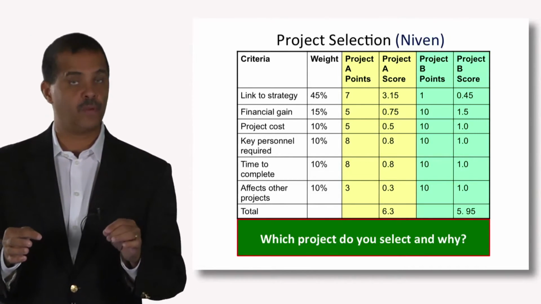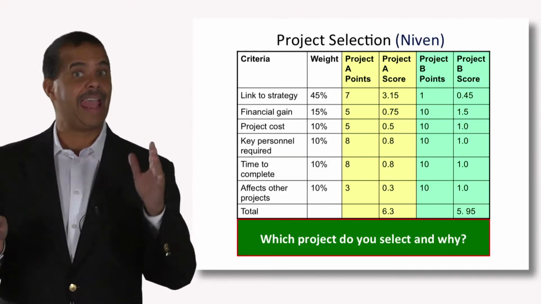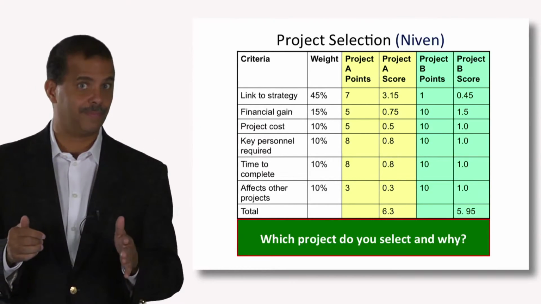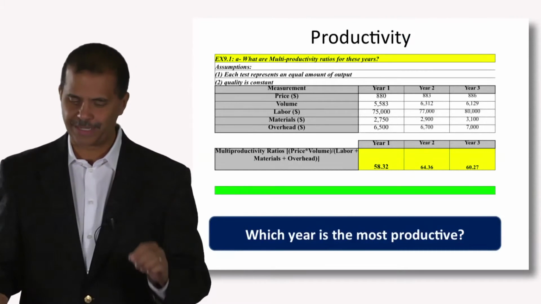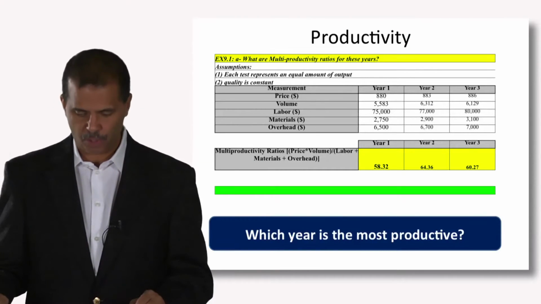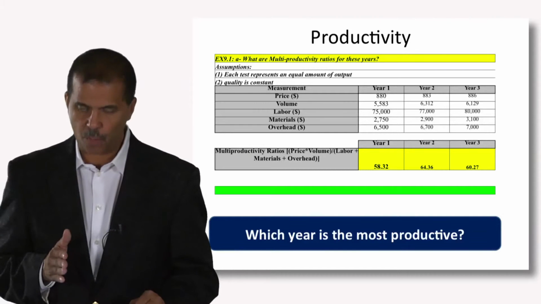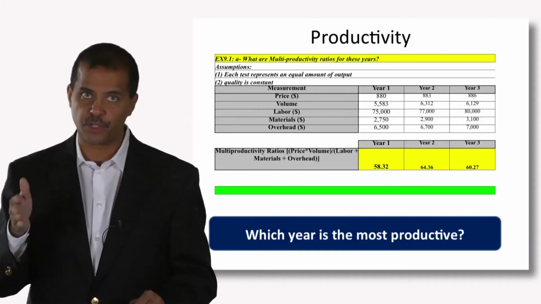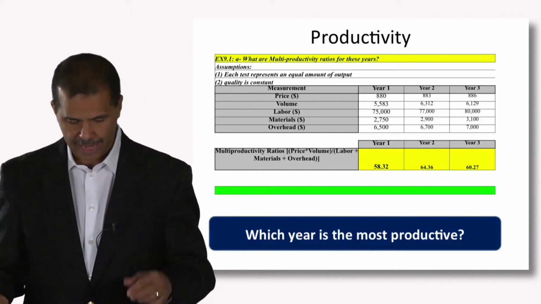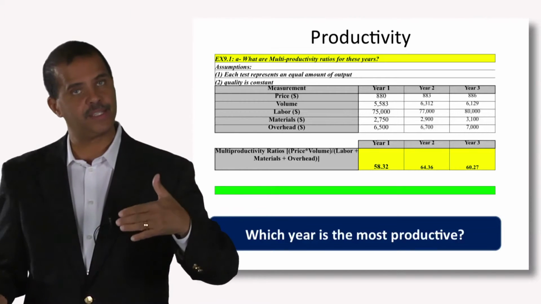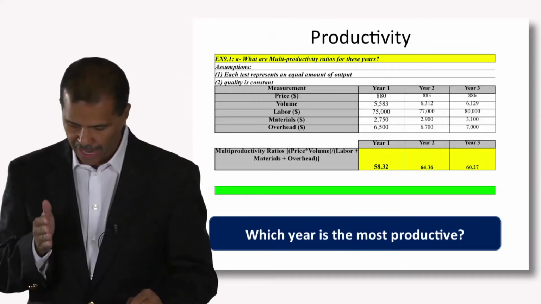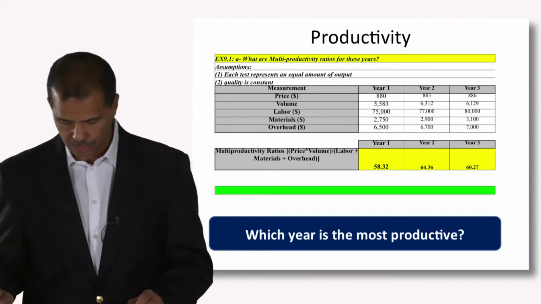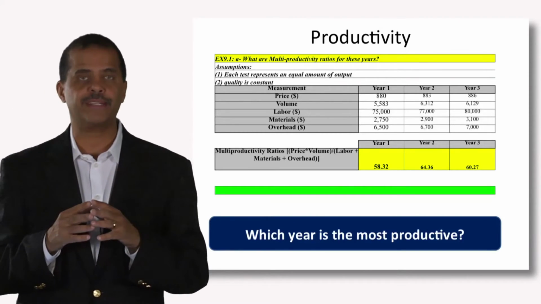But in real life, you consider the quantitative and you consider the what? Qualitative. So this is another example. Which year is the most productive? If you note, we have year number 1, year number 2, and year number 3. And then we have the measurements or criteria. They're listed there. And if we look, our eyes take us to year number 2, sitting at 64.36.